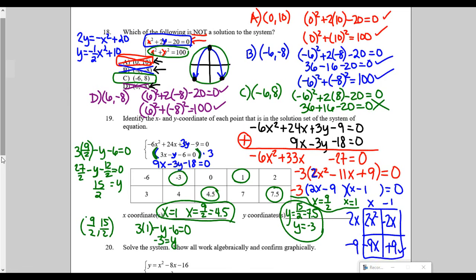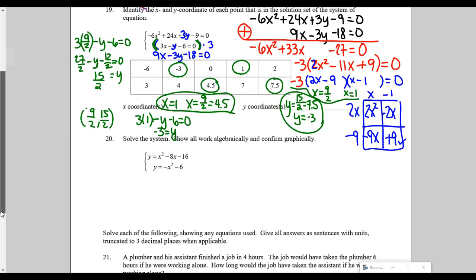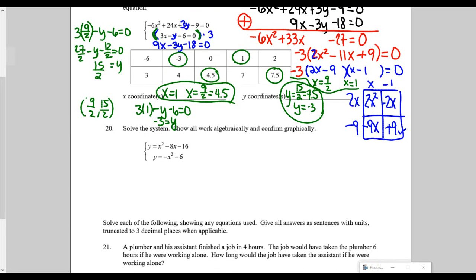All right. I think we're getting closer to the end here for the regular work. All right, number 20: solve the system, show the work algebraically, and confirm graphically. In this one, my equations are nicely set up to do some eliminating right now. I would want to do a subtraction because I need to eliminate y, or I could do the same thing as a substitution, which would just be when does the right side of each equation equal each other. Same thing. y minus y is 0.